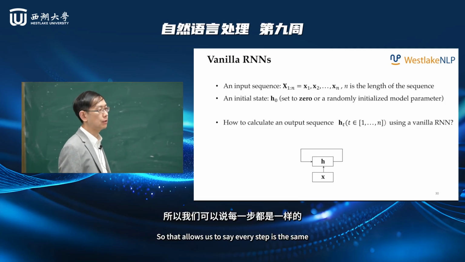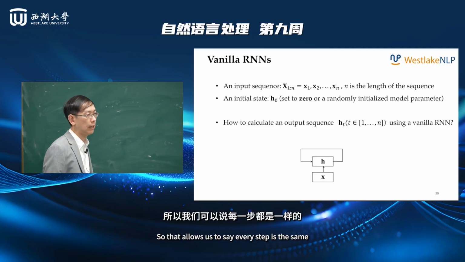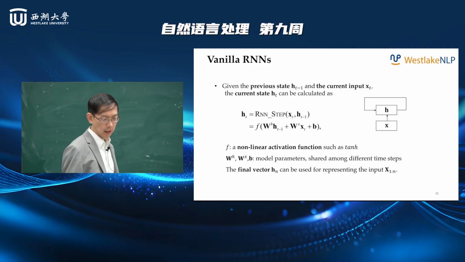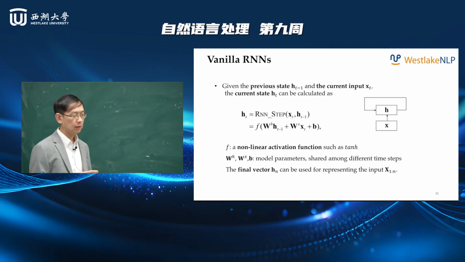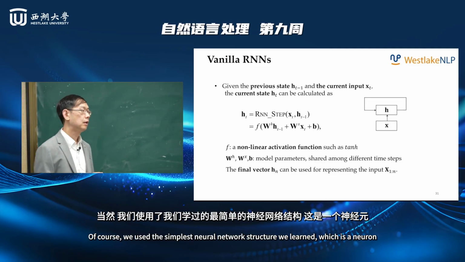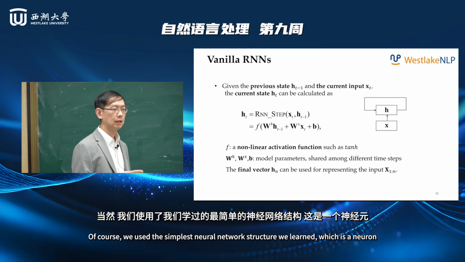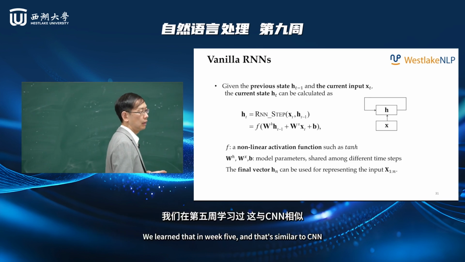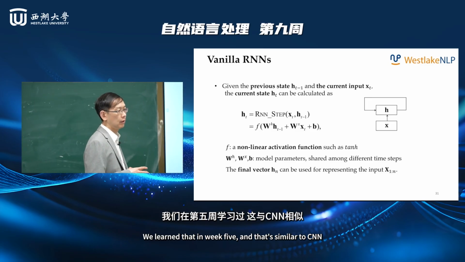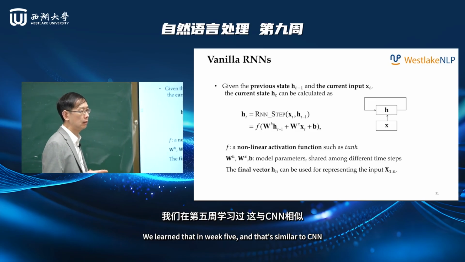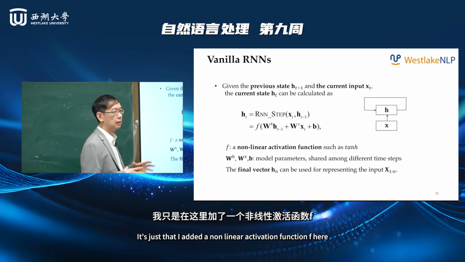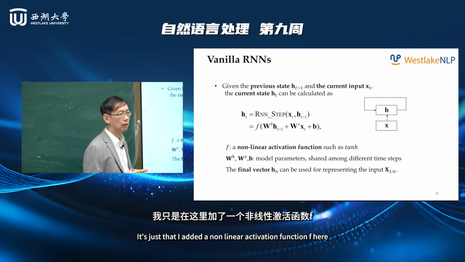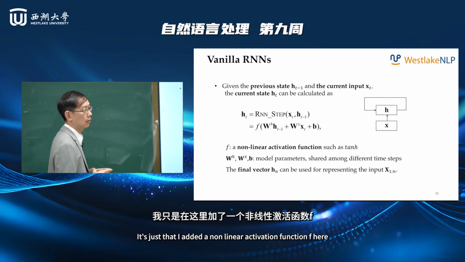Okay, so that allows us to say every step is the same. We have the same model parameter. And how can we define that? Of course, we use the simplest neural network structure we learned, which is a neuron, right? We learned that in week 5. And that's similar to CNN, okay? It's just that I added a non-linear activation function, f here, okay?